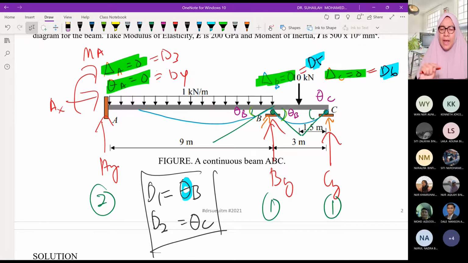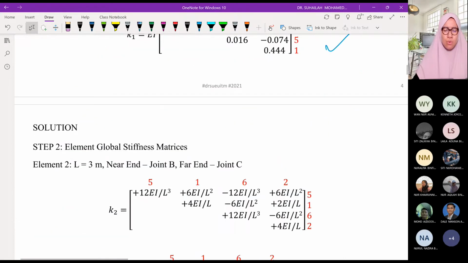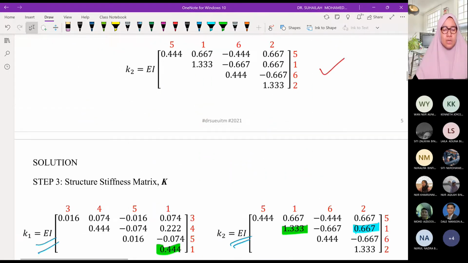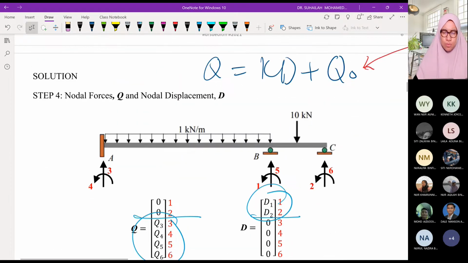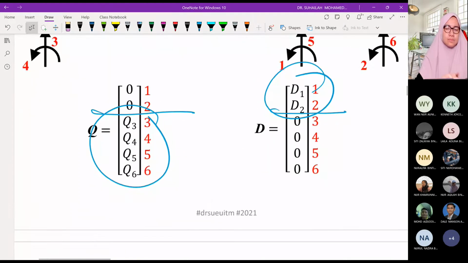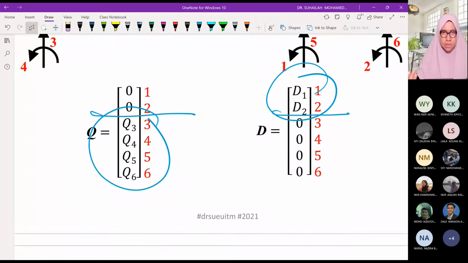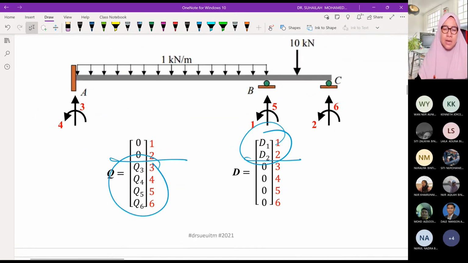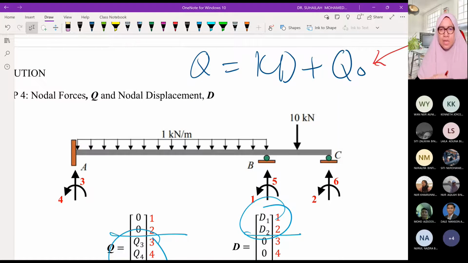Ada tak moment at B, moment at C? Okay, there is no moment. So, that is why Q1, Q2 equal 0. 0, 0. Because kita belum include Q0. Kita belum include lagi UDL into Q. Because kita akan apply formula ni. Okay, kita separatekan between Q and Q0.